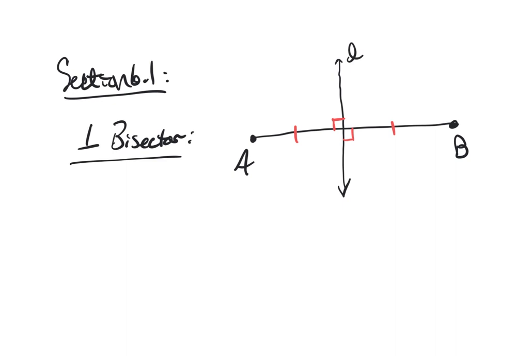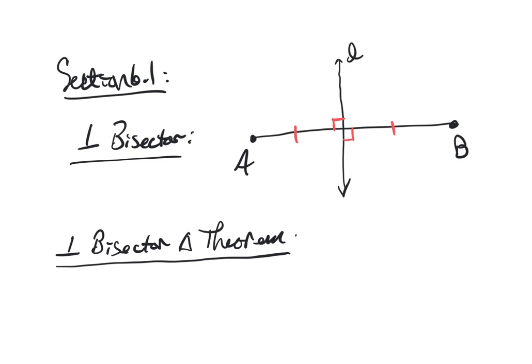Now, the theorem that goes along with perpendicular bisectors when we're talking about a triangle is guided by this theorem. It's called, big surprise, the perpendicular bisector triangle theorem. So now we're putting these perpendicular bisectors into a triangle. You'll see how the triangles get formed after a little bit. But it goes like this.